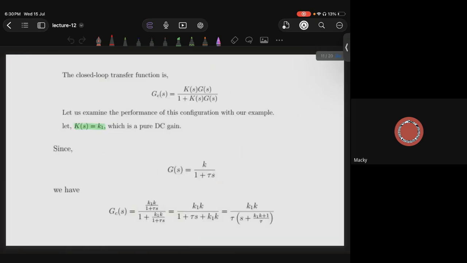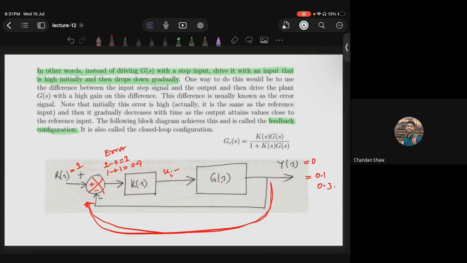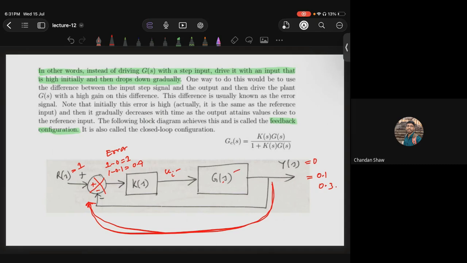Any doubt? Any doubt here? Sir, how is it getting to like 0.1? No, no, I just took the example. How can I get the exact value? Once you know the G of S and K of S expressions.